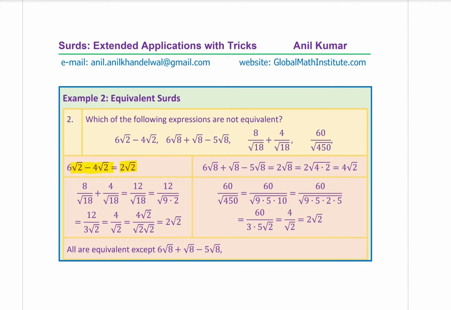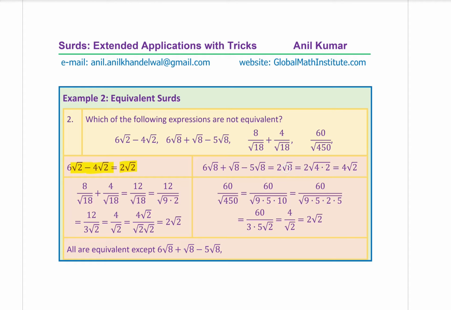The second one is, I've just changed the order while writing. So 6 square root 8 plus square root 8 minus 5 square root 8, which is the second one here, you have the like terms, right? So you can do 6 plus 1 minus 5, you get 2. Which is 2 square root 8.